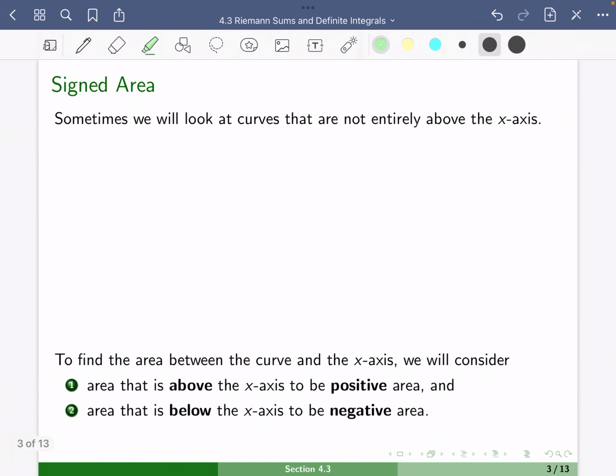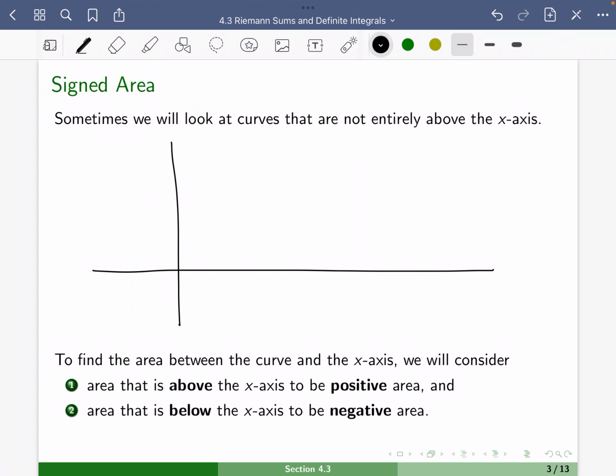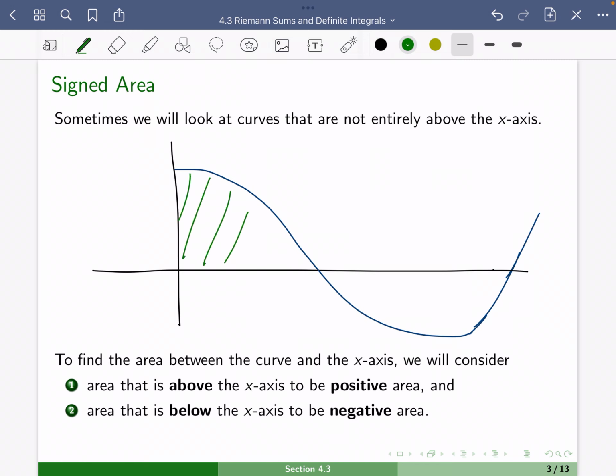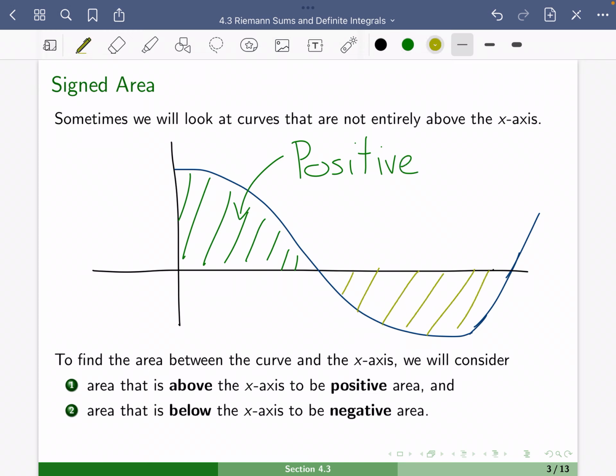Great. So sometimes we're going to look at curves that are not entirely above the x-axis, right? So you might have a curve that maybe looks something like this. And so maybe that's our curve. For this curve, maybe we are just interested in the part here. That portion, we're going to treat that as a positive area. Anything above the x-axis we'll treat as a positive area. And anything below the x-axis, we'll treat that as a negative area.